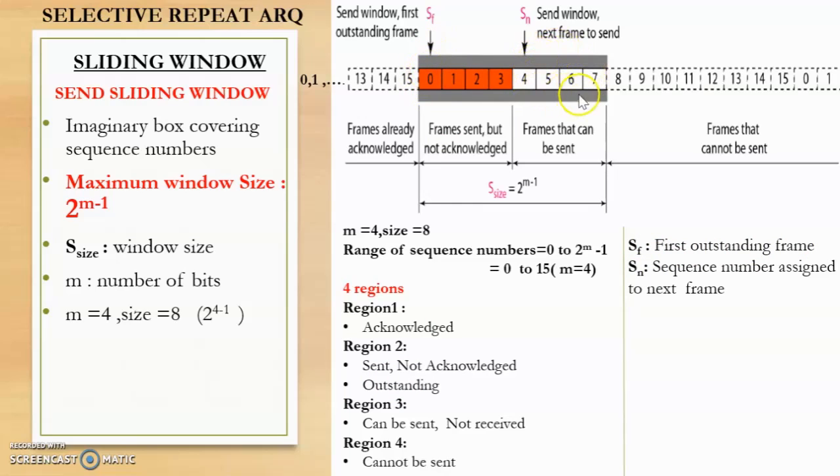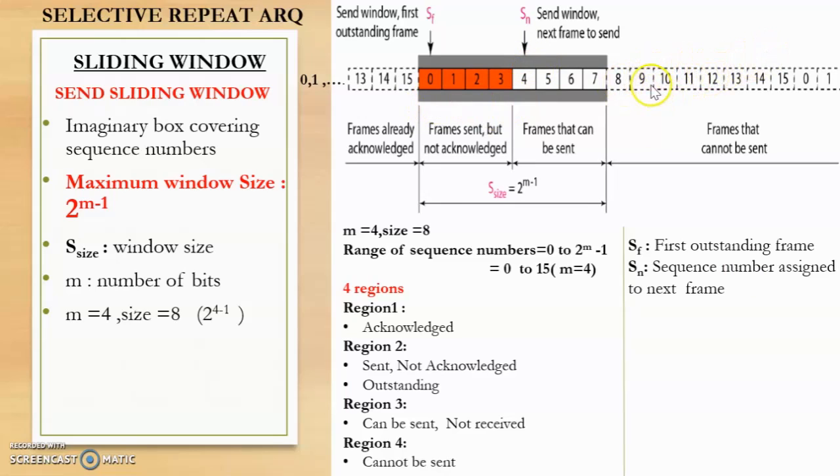Next, this is the third region, which is a part of the window, and these are the range of sequence numbers of frames which can be sent, but the data packets for these sequence numbers are not yet received from the higher layers. And SN represents the sequence number of the next frame to be sent if data arrives from the higher layers or the network layer. So over here in this figure, SN value is 4. So it means that a data frame with sequence number 4 will be sent first if data arrives from the network layer, as these previous frames are already sent.